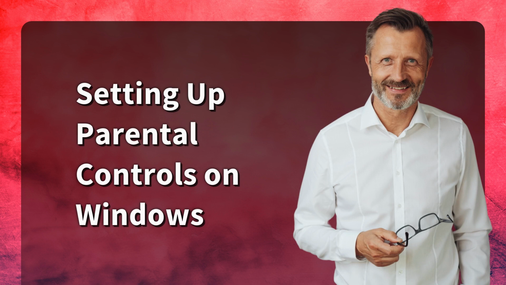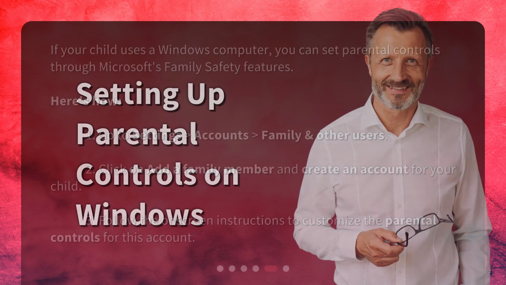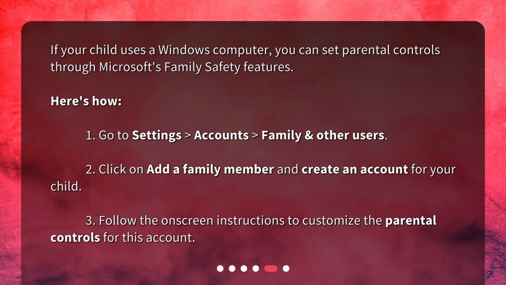Setting up parental controls on Windows. If your child uses a Windows computer, you can set parental controls through Microsoft's Family Safety features. Here's how. 1. Go to Settings, Accounts, Family and Other Users. 2. Click on Add a Family Member and create an account for your child. 3. Follow the on-screen instructions to customize the parental controls for this account.